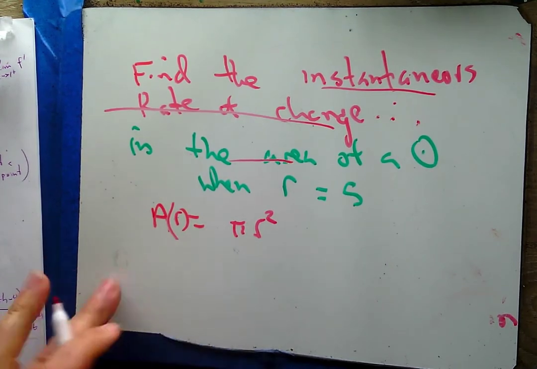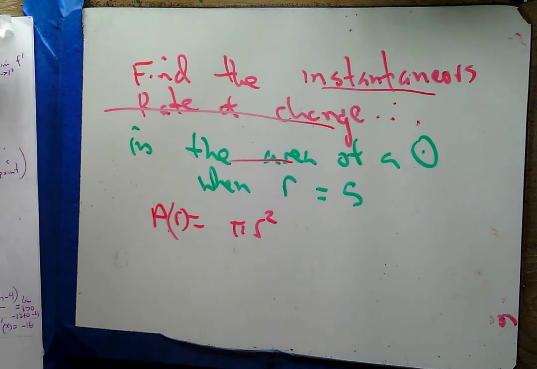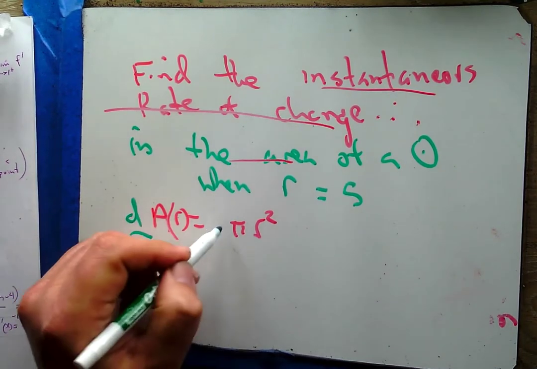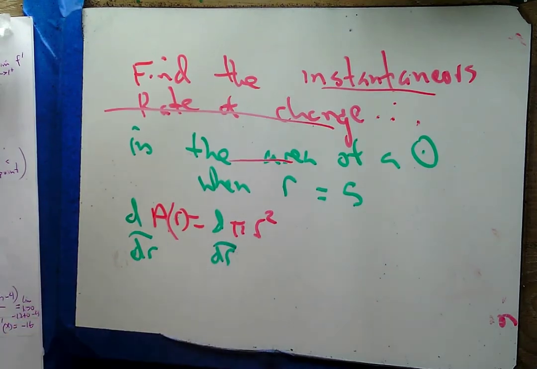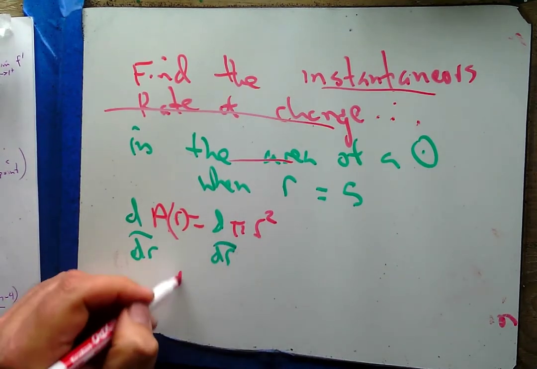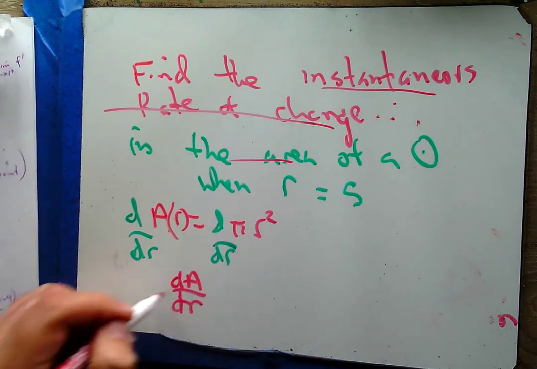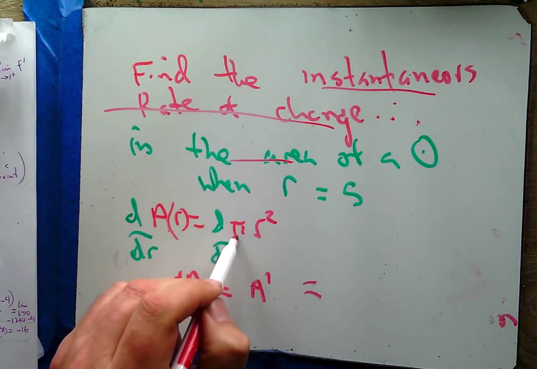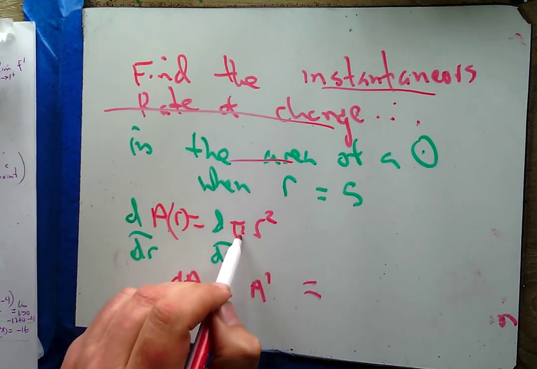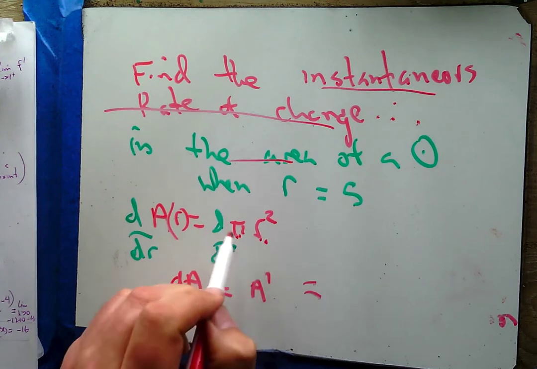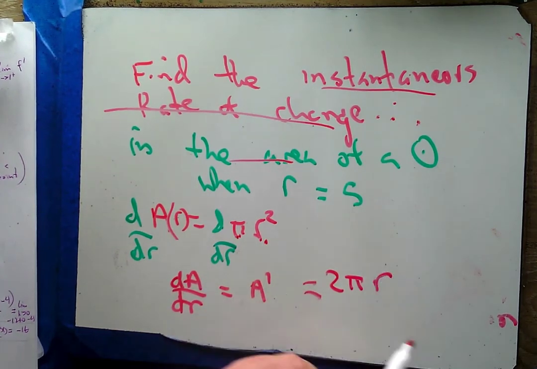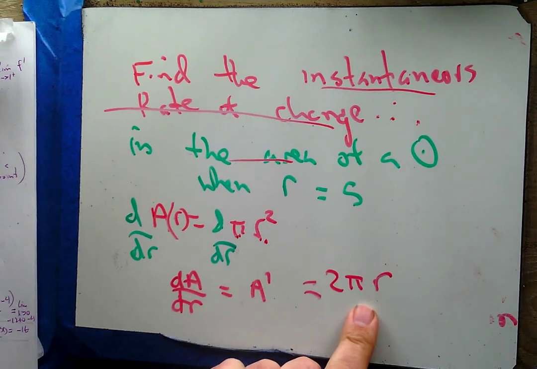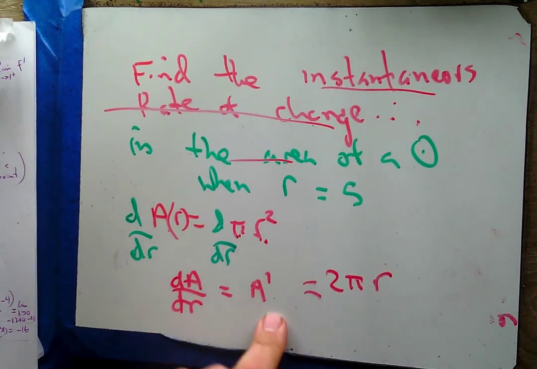So let's start by saying, okay, let's take the derivative of both sides with respect to r. On the left-hand side, I have dA/dr, or A prime. And on the right-hand side, pi is a constant. The 2 comes down, right, because I have a constant times a function. Take the derivative of the function and multiply it by the constant, and I get 2 pi r. Isn't that freaky? That's circumference. Circumference is the derivative of area. Very freaky.